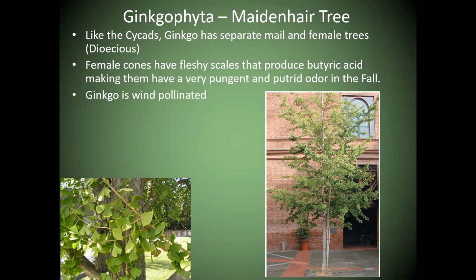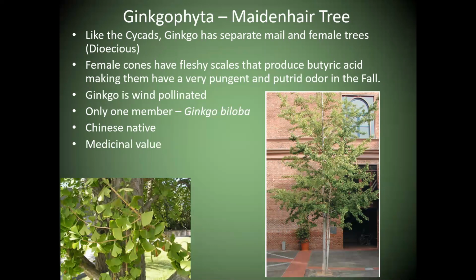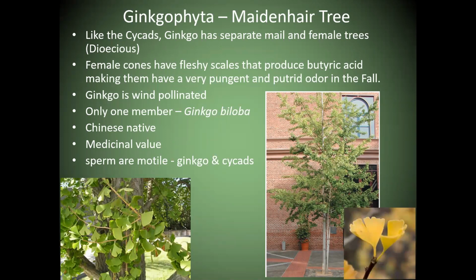And ginkgos produce pollen, and the pollination happens with the wind, right? And I said there's only one species, native to China, right? Endemic to China, and it has very high medicinal value, actually scientifically validated medicinal value, multiple of them. And they produce sperm, and the sperm are motile, right? Motile sperm are also found in cycads, which is another group I will talk about later on.